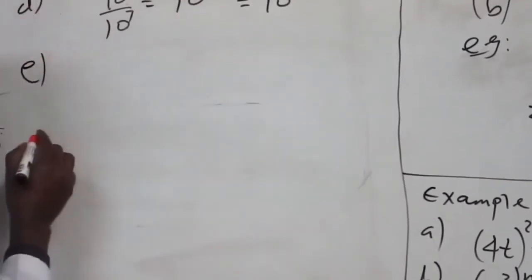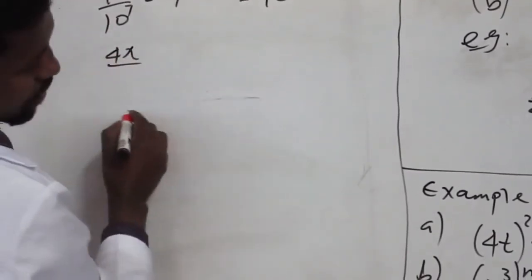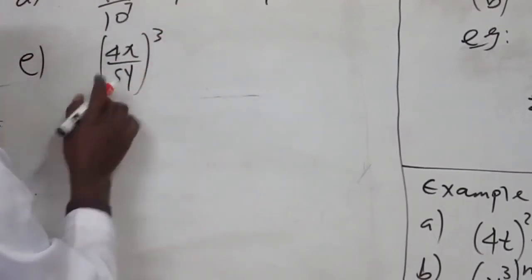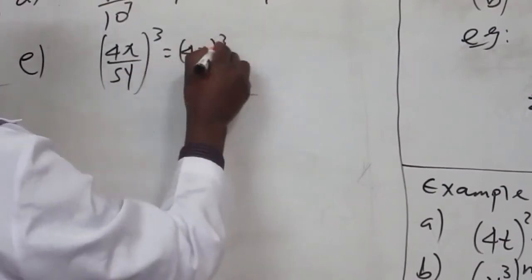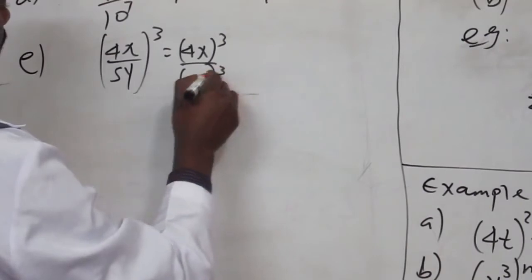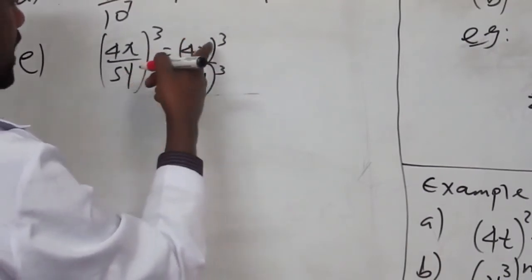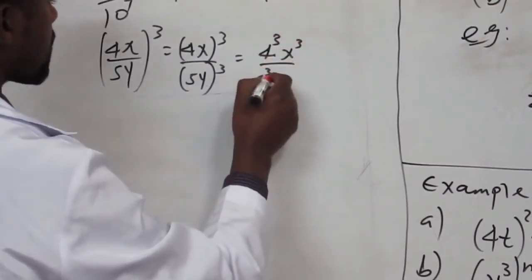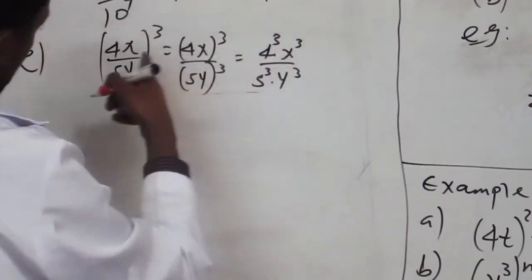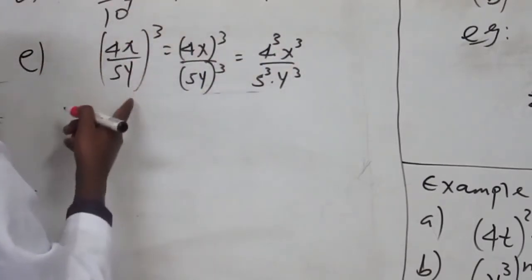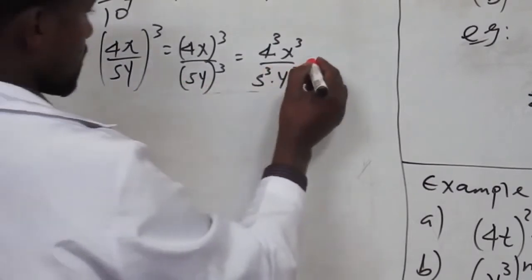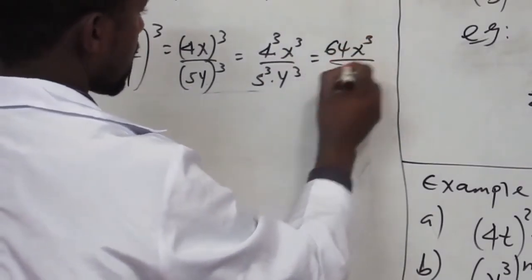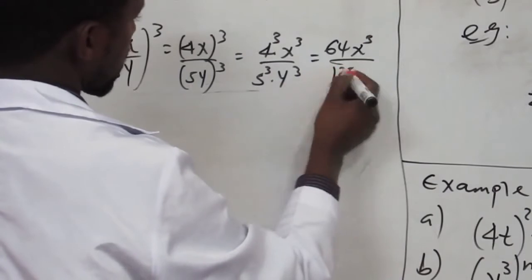(e) says what? 4x over 5y, the whole to the power of 3. This means the same as (4x) to the power of 3 divided by (5y) to the power of 3. Again, these exponents work for both 4 and x. This means 4 cubed times x cubed divided by 5 cubed times y cubed. You see, the cubes are not only for 4 and 5 or x and y, it works for both terms. This means 4 cubed is 64 and x cubed stays as it is, divided by 5 cubed is 125 and y cubed stays as it is.